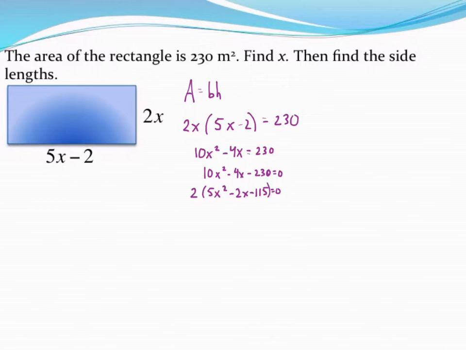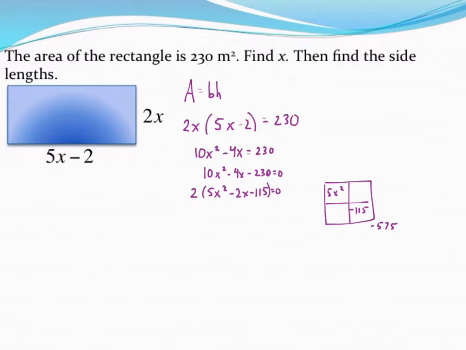So let's use the box method to do this. Like I said, same idea as last time. There's no difference in this problem other than the factoring's a little more obnoxious, but we can deal with it. So in the trinomial, I've got 5x squared as my first term and negative 115 as my last term. Those multiply together to get negative 575. So yuck, I need numbers that multiply to negative 575 and add up to negative 2.